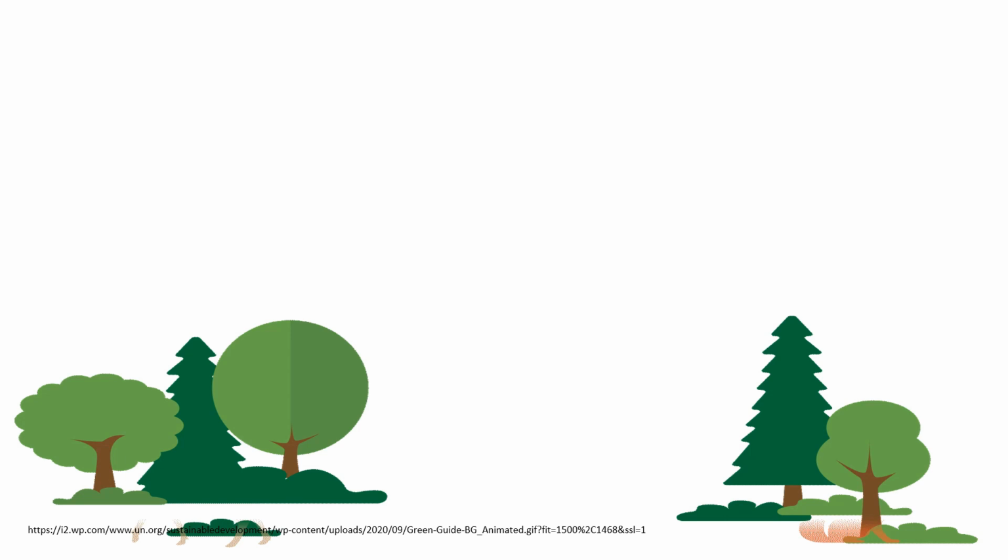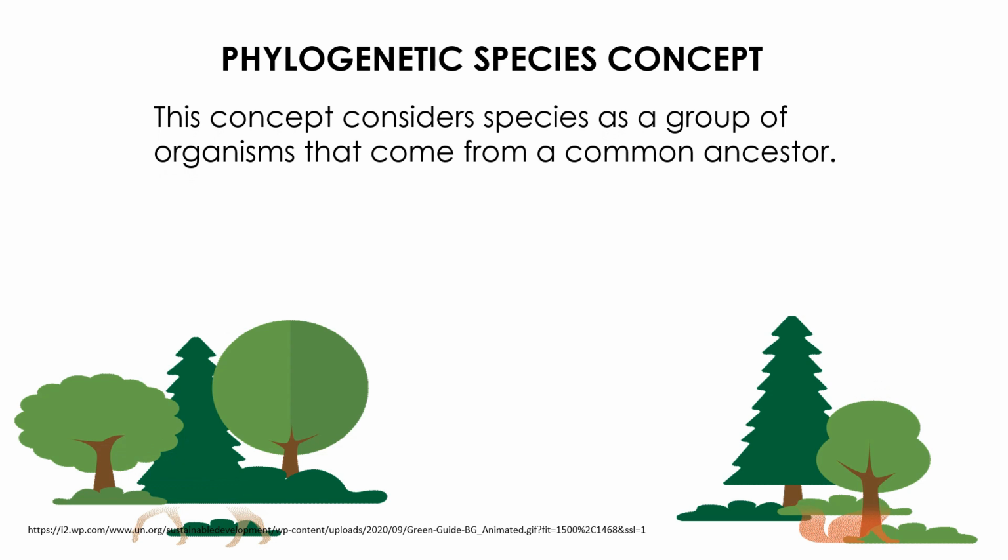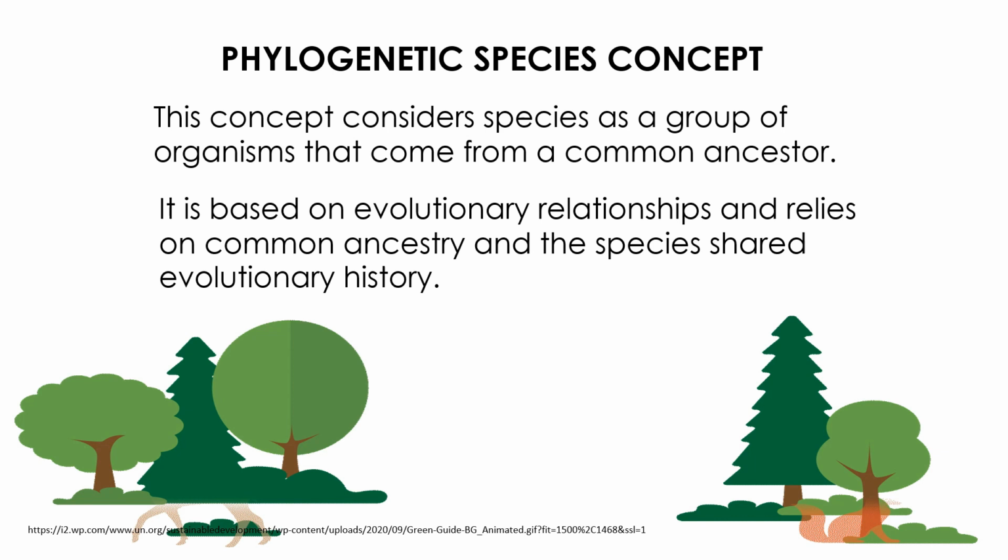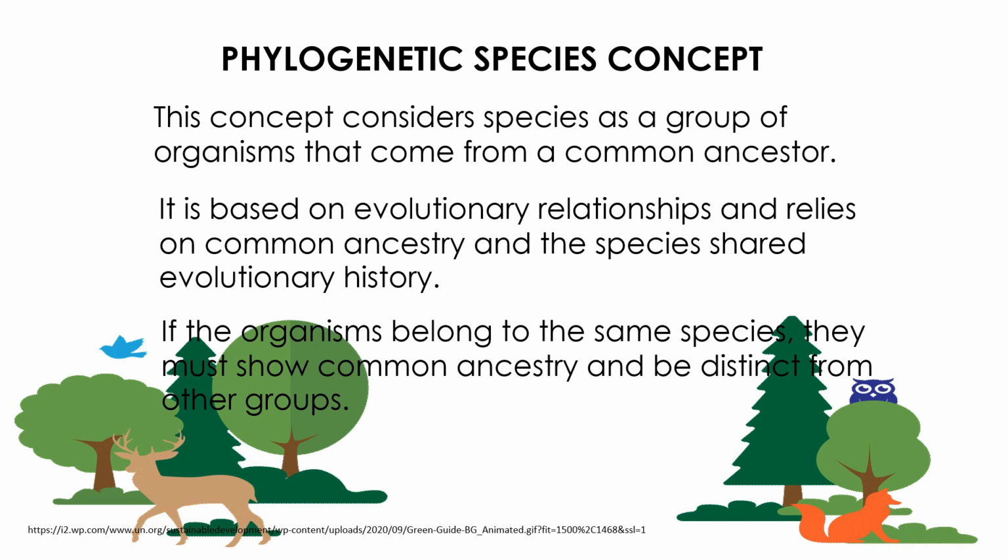Phylogenetic species concept. This concept considers species as a group of organisms that come from a common ancestor. It is based on evolutionary relationships and relies on common ancestry and the species' shared evolutionary history. If the organisms belong to the same species, they must show common ancestry and be distinct from other groups.